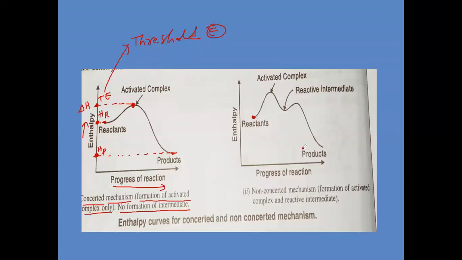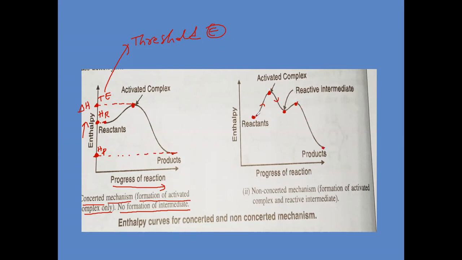Next, in the second type of reaction, check. These are reactants and these are products here. When reactants are converted into products, first an activated complex is formed. Reactants first convert into the activated complex. After that, the activated complex will change into a reaction intermediate. Then it will change into another activated complex, and this will finally change into product.